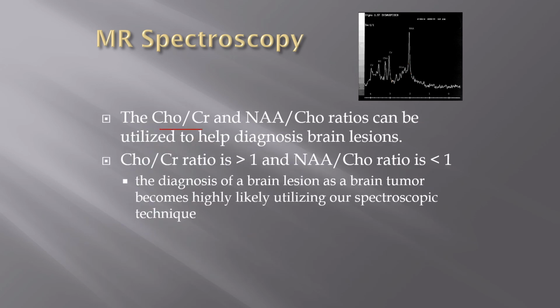So we often look at these spectrums and maps, or just at numeric ratios, and this is the area under the curve, not just the height, but actually the whole area under the curve. Using our typical single voxel spectroscopy, when we see choline/creatine over 1 or NAA/choline less than 1, that makes us start thinking about brain tumor if it's the correct scenario.